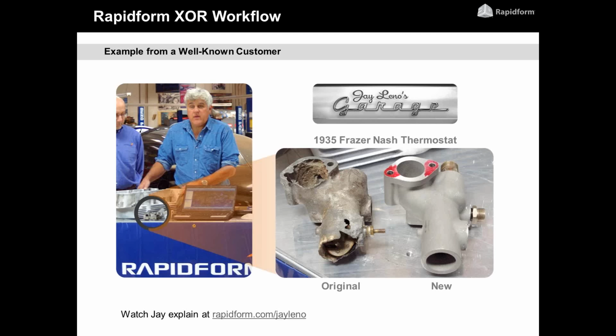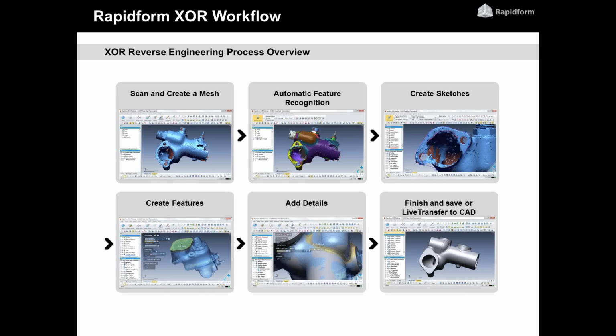So here's an example of a part that's a corroded casting from a 1935 Fraser Nash. With typical surfacing tools, it's going to be pretty much impossible to take this corroded part and turn it into a nice, crisp solid model with design intent. Rapidform allows us to take this 3D scan data and turn it into a parametric solid using tools that you're already familiar with. So this is the process.